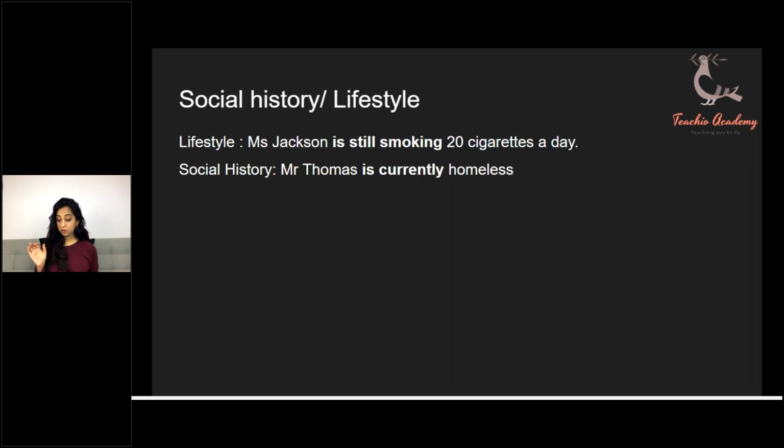Now, that being said, Kares, if Miss Jackson was indeed an ex-smoker, so still smoking means that she is still doing the act of smoking. If she was indeed an ex-smoker, when you're writing the letter, she would still be an ex-smoker. So that's why you're going to be using the present tense, because her being an ex-smoker is true when you're writing your letter.